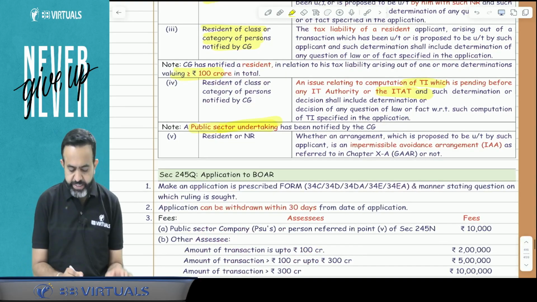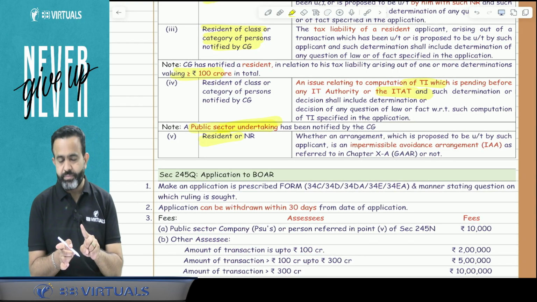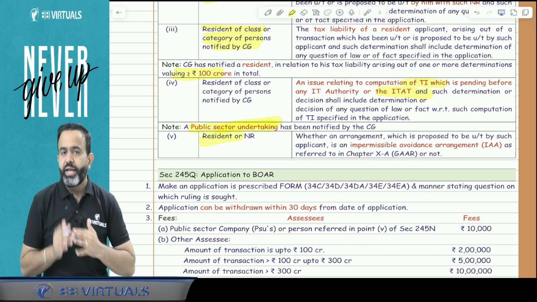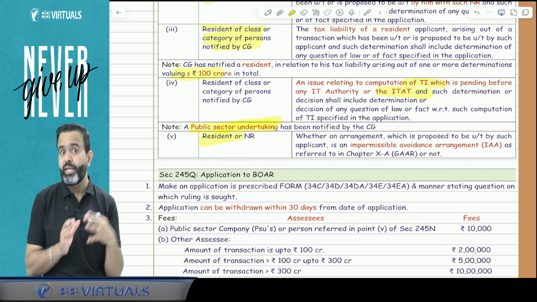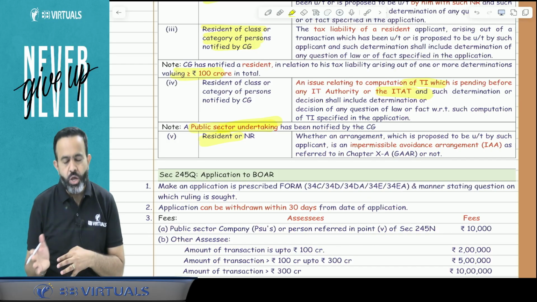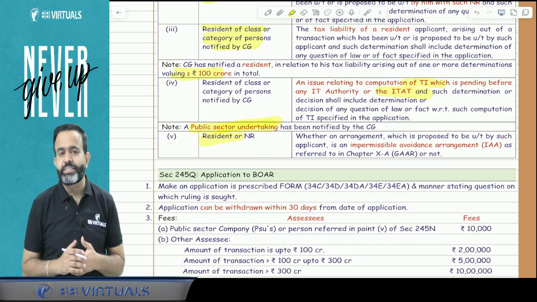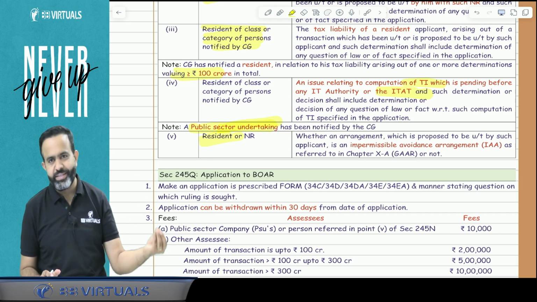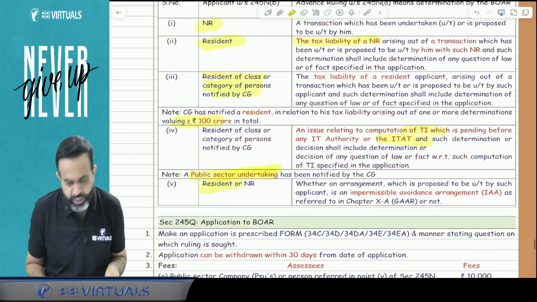And last, guys, is any resident person or non-resident person who is going to undertake any transaction in the future and wants to know whether GAR will apply in my case or not. GAR means General Anti-Avoidance Rules, that is, whether my transaction will be treated as an impermissible avoidance arrangement or not. To check that, that resident or non-resident person may apply for the advance ruling.